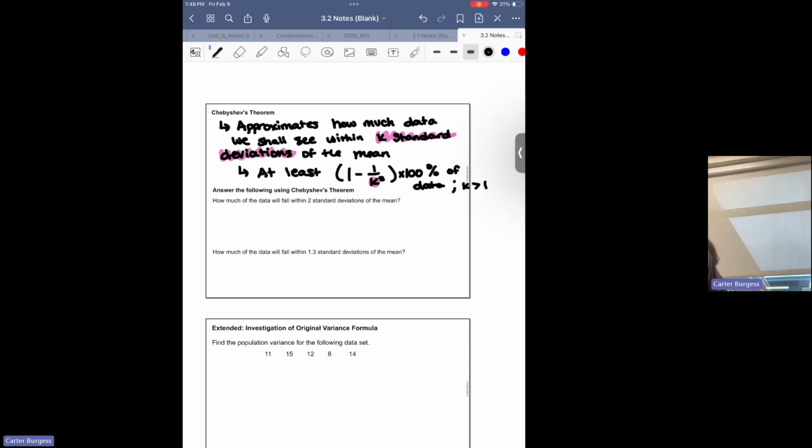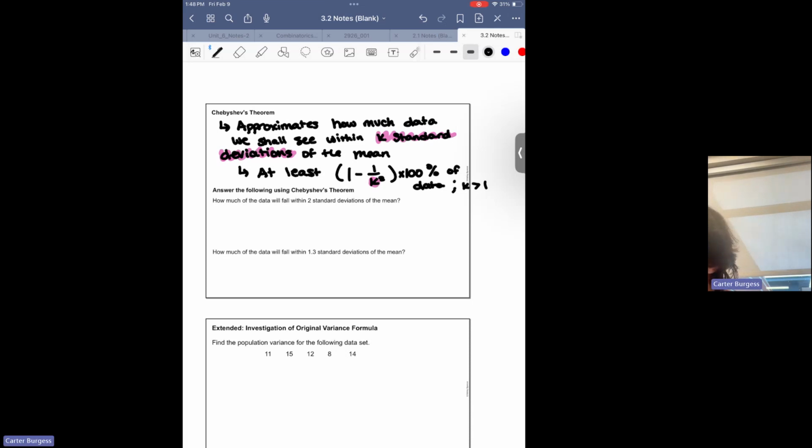Also, if you plug in a small value of k, you're going to get a negative percentage, which doesn't make sense. So for instance, if we were looking at 0.5 standard deviations away, plug 0.5 into this formula, you get negative 300%. That doesn't make sense as an answer. So k can only be greater than 1, but I could ask you to use Chebyshev's with a k equal to like 0.7, and then you would need to interpret that I can't do that because the k value is too small.